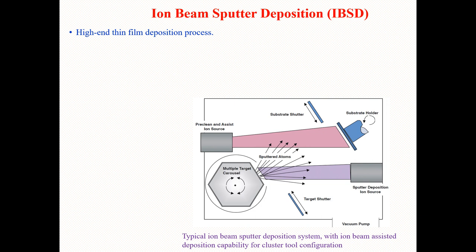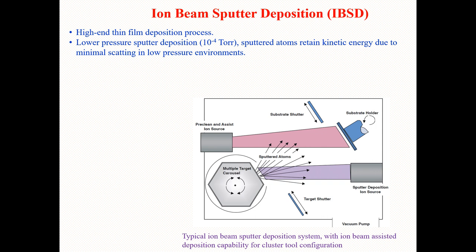Ion beam sputter deposition is basically a high-end thin film deposition process. It is a lower pressure sputter deposition, with a pressure of almost 10^-4 Torr. In this technique, the sputtered atoms retain their kinetic energy due to minimal scattering in a low pressure environment. With this technique, we can get a high quality thin film, and the film morphology is smooth, a sort of pinhole free film.